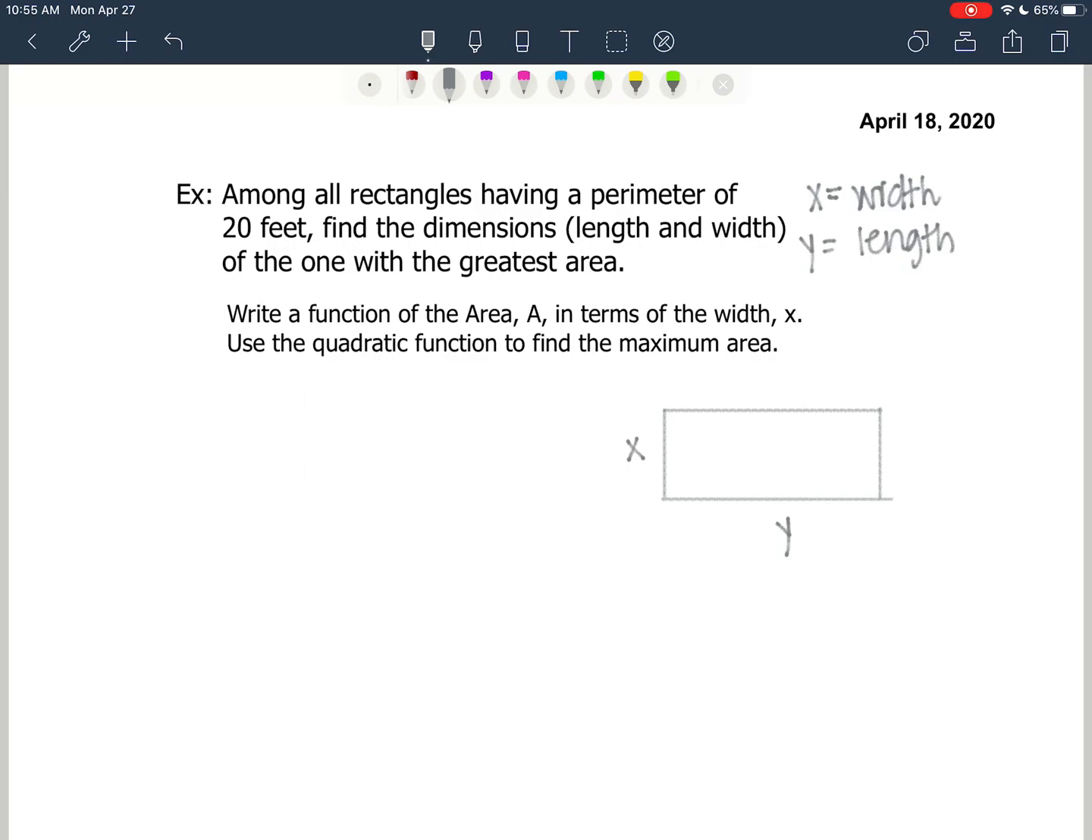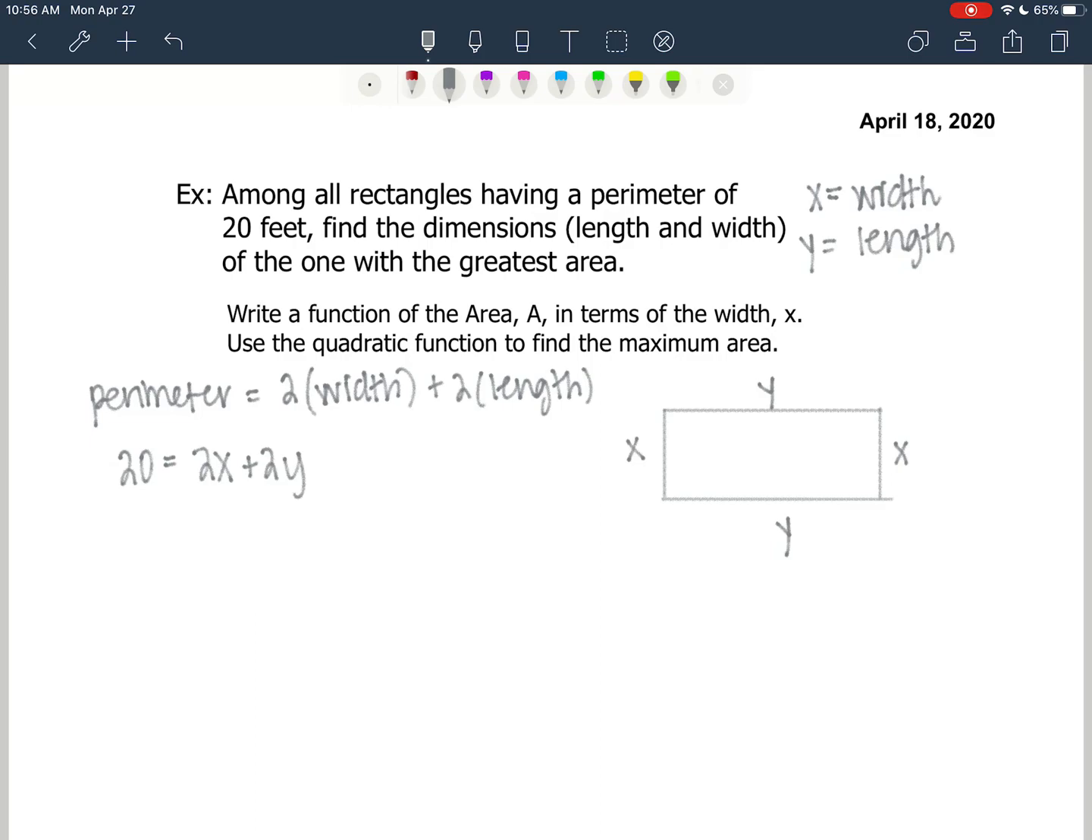Now the perimeter is 2x's plus 2y's because in a rectangle opposite sides are congruent. So our perimeter of a rectangle is going to equal 2 times the width plus 2 times the length. So I'm just kind of reasoning this out. The problem says that we have a perimeter of 20, and we called the width x, and we're calling the length y. So I've got this equation now, 2x plus 2y equals 20. I'm just going to hold that off.